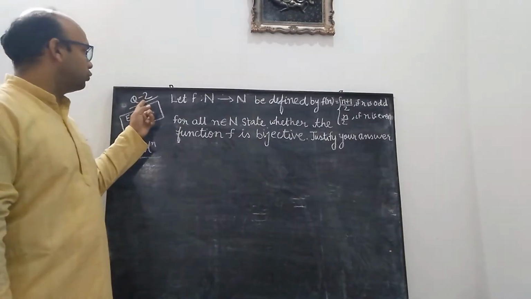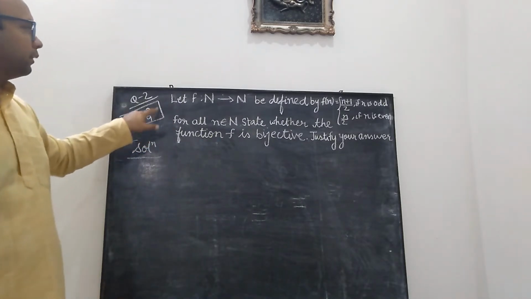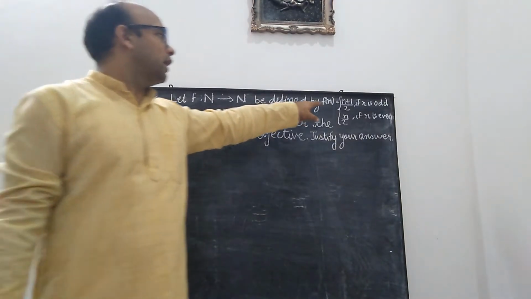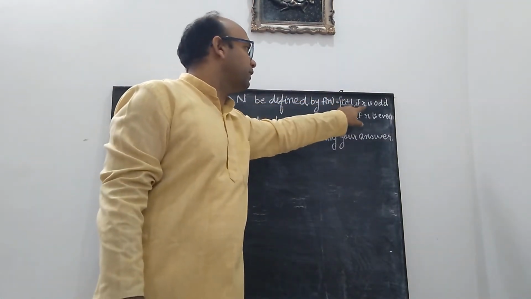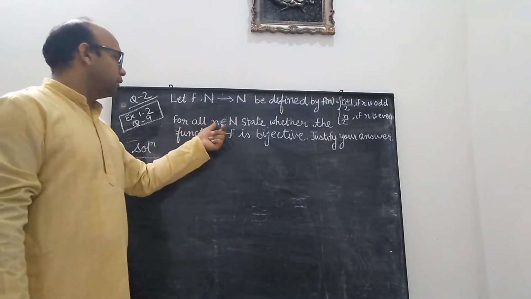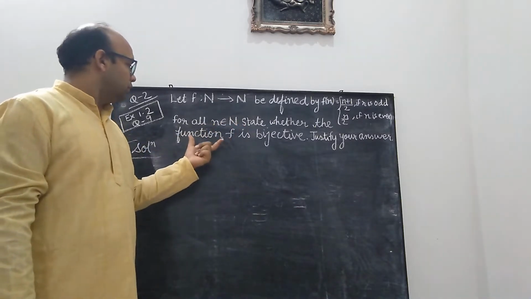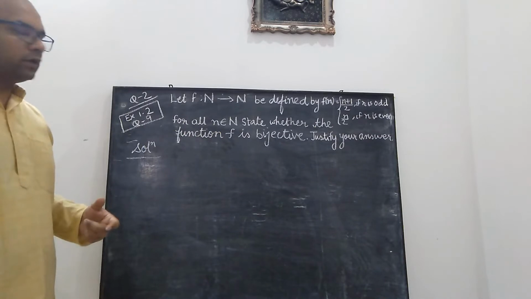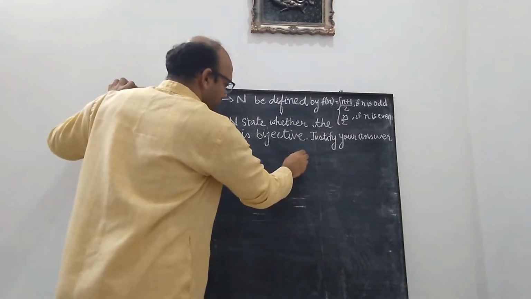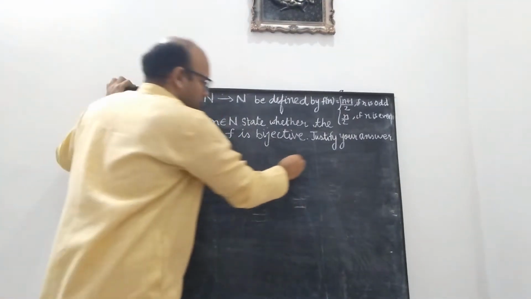Now to question number 2 for today, exercise 1.2, question number 9. f is defined as a function from N to N as f(n) is equal to (n plus 1) by 2 if n is odd, n by 2 if n is even, for all n belonging to the set of natural numbers. We have to check whether the function is bijective or not, and we have to give the justification also for the same.